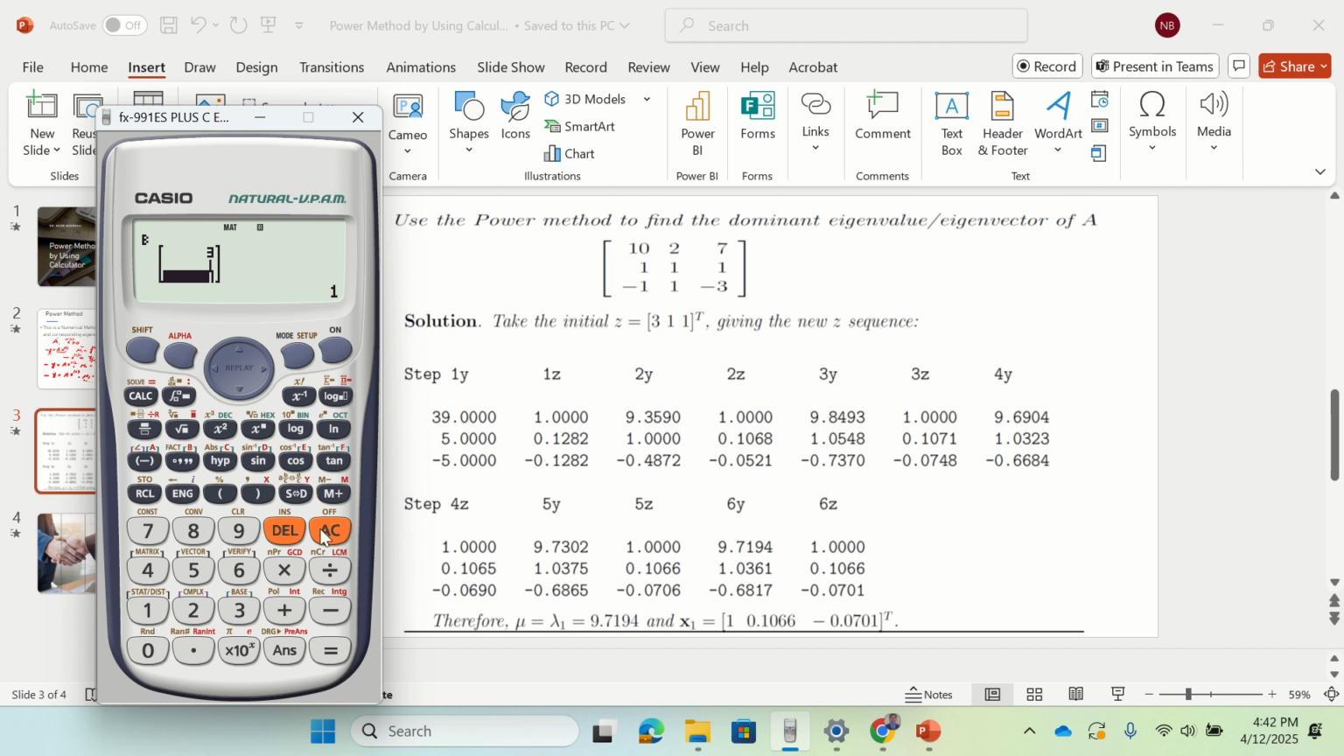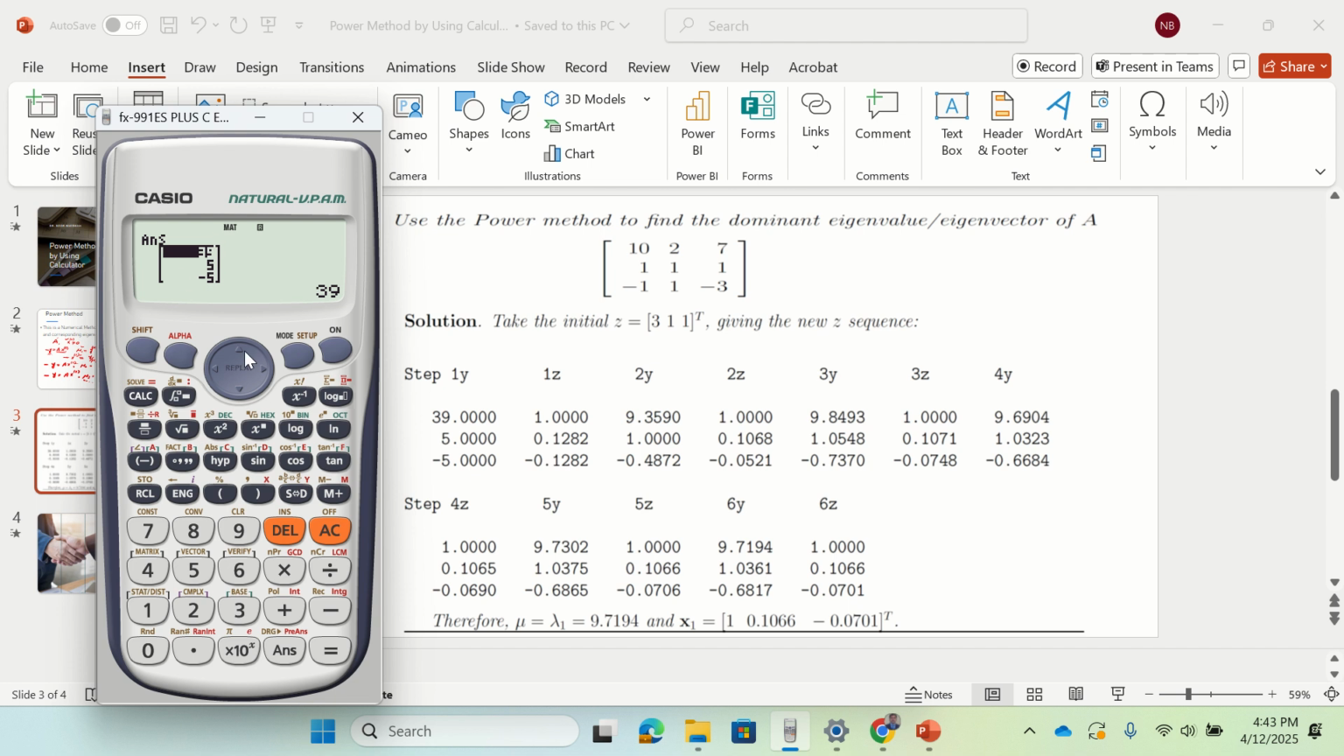That's done as well. Now we will be multiplying this matrix with this one. This matrix was called matrix A, and this was called mat B. So I'll just go to shift 4. Then I'll call 3, multiplied by, again shift 4, and then mat B, that is 4. So I'll get the first vector, that is 39, 5, and minus 5. The maximum value is 39. You have to note that down.